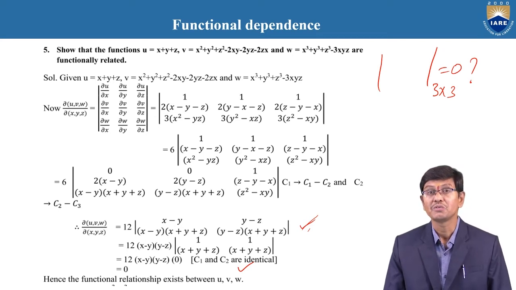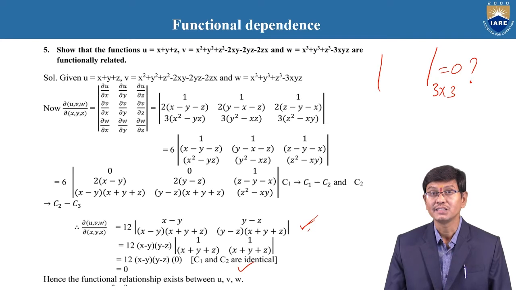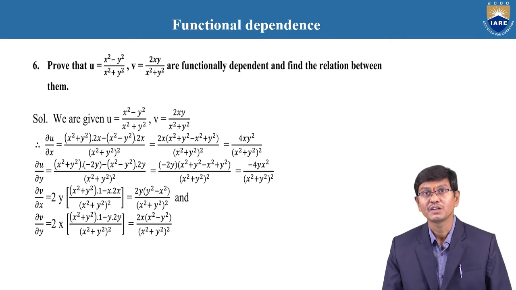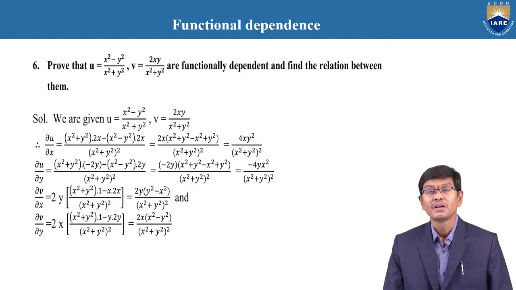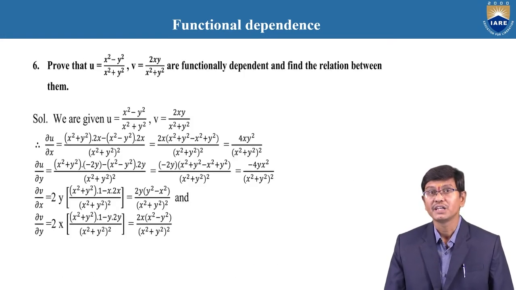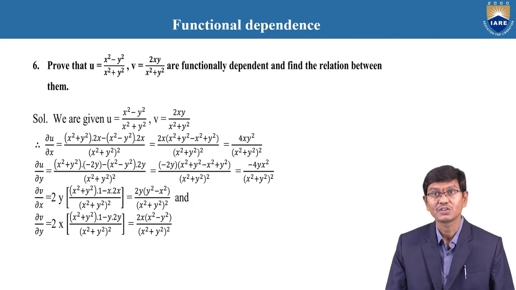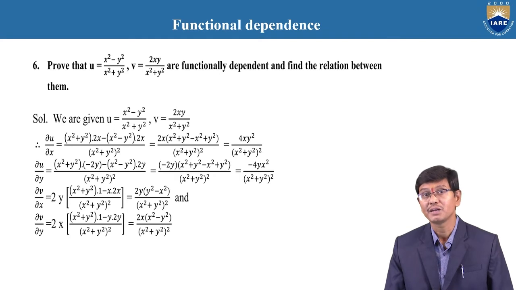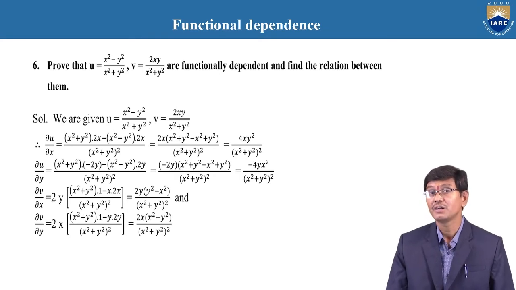Now, we need to find out the relation between them with the help of u, v, w. Now, here, similarly, prove that u is equal to (x² − y²)/(x² + y²), and v is equal to 2xy/(x² + y²), are functionally dependent, and find the relation between them. And here also the dependent variables are 2, and the independent variables are also 2.